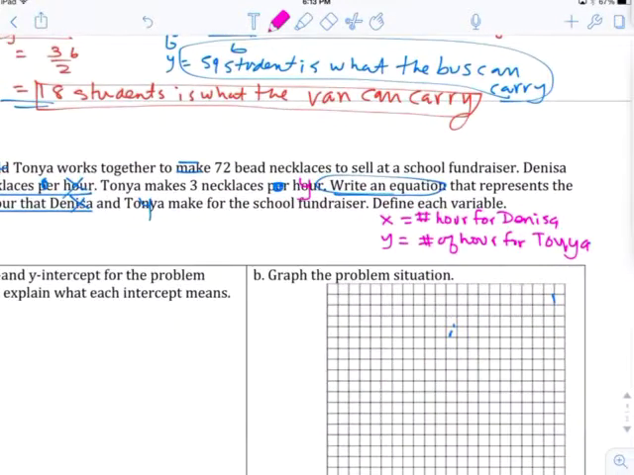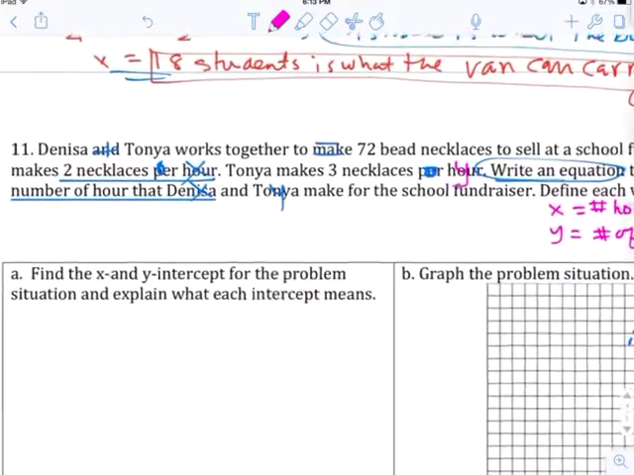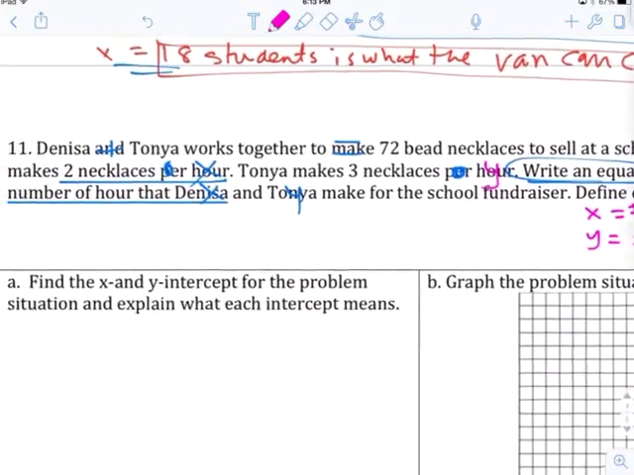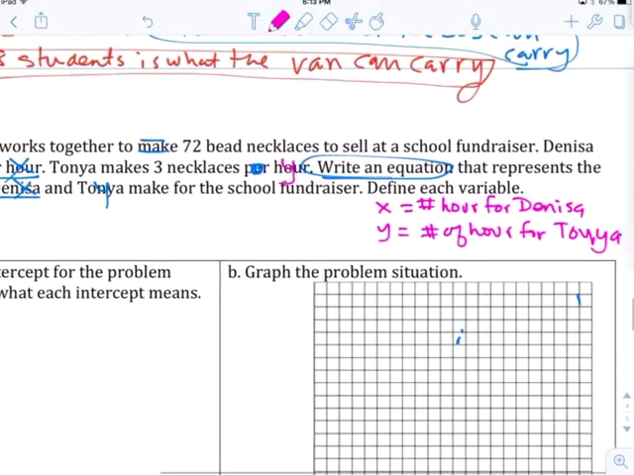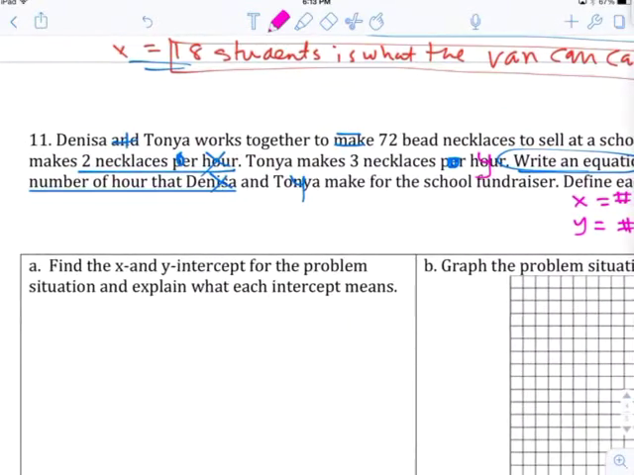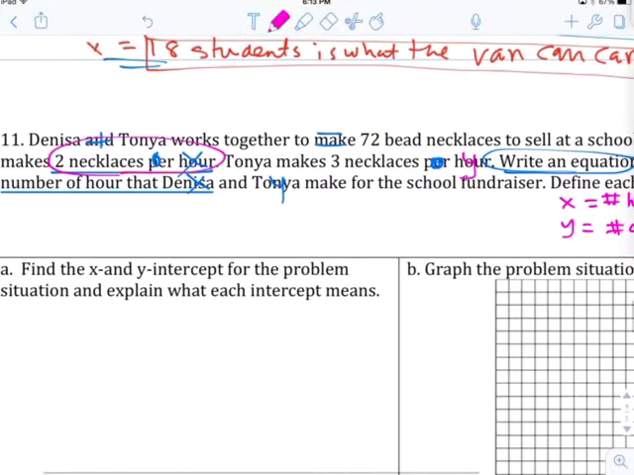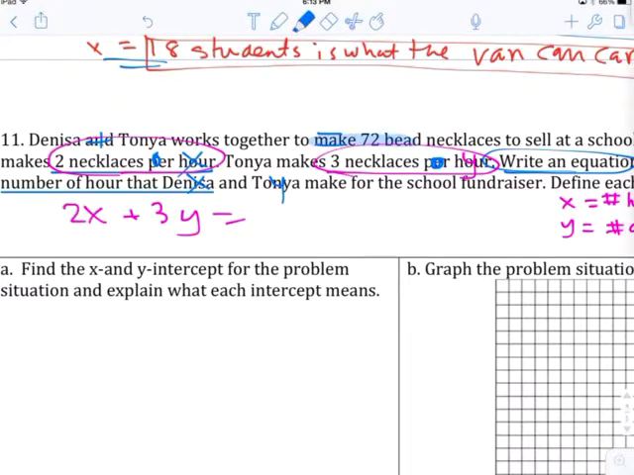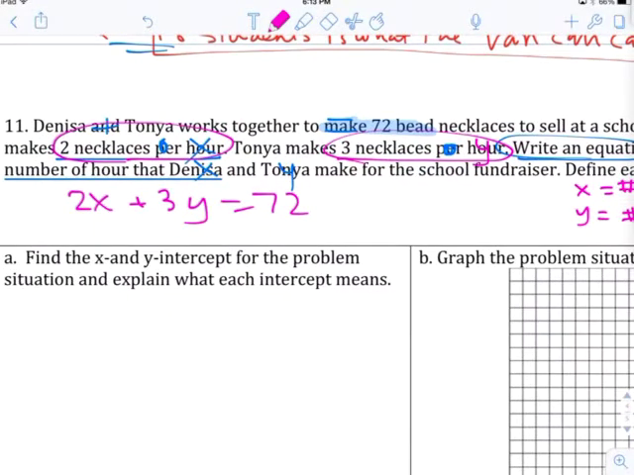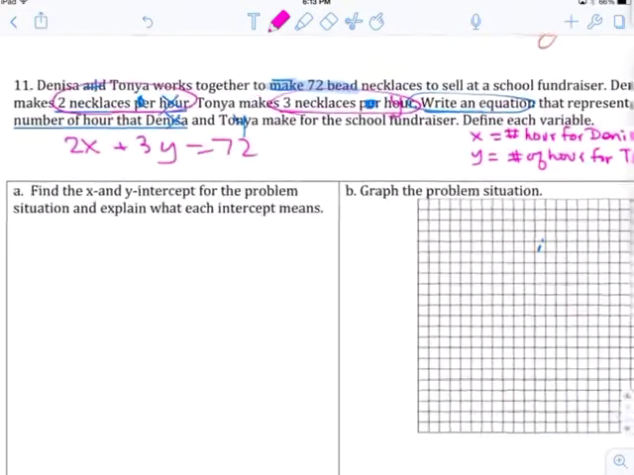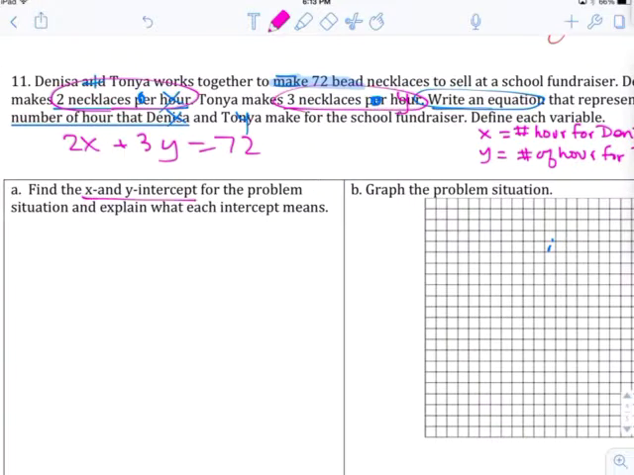Okay. So Denise is 2 times X. Tanya is 3 times Y. So 2x plus 3y equals, they together are going to make 72 beads. Okay, that's the equation. Find the x-intercept and y-intercept.